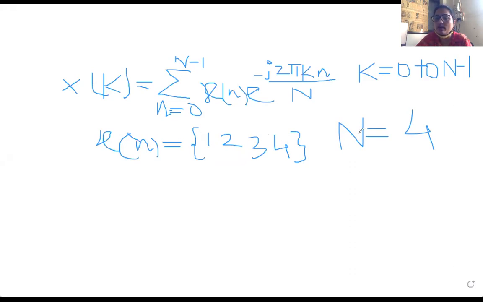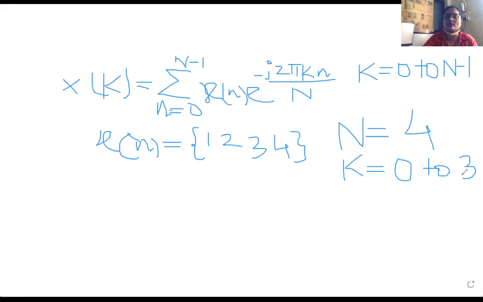So capital N is equal to the number of samples present in the sequence. There are 4 samples present in the sequence, so the value of capital N is equal to 4. Now what do I have to do? I have to calculate the discrete Fourier transform. So there are 4 samples, because k varies from 0 to n minus 1. So the value of k will vary, for this particular example, from 0 to 3.